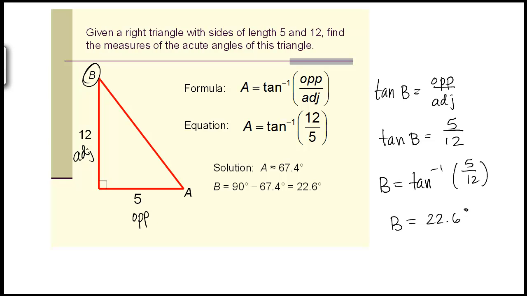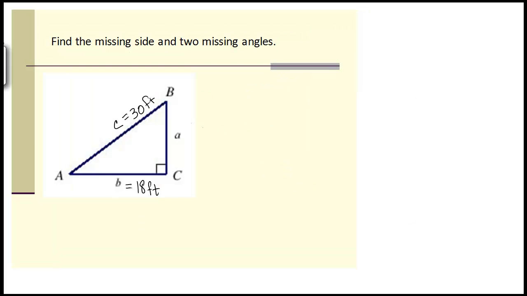I like doing it separately because I like using the definition that if you add angles A and B together, you should get 90. If you don't, that means one of the angles is incorrect. Now for this one, I want you to pause and see what you can do on your own. This one says to find the missing side and 2 missing angles.